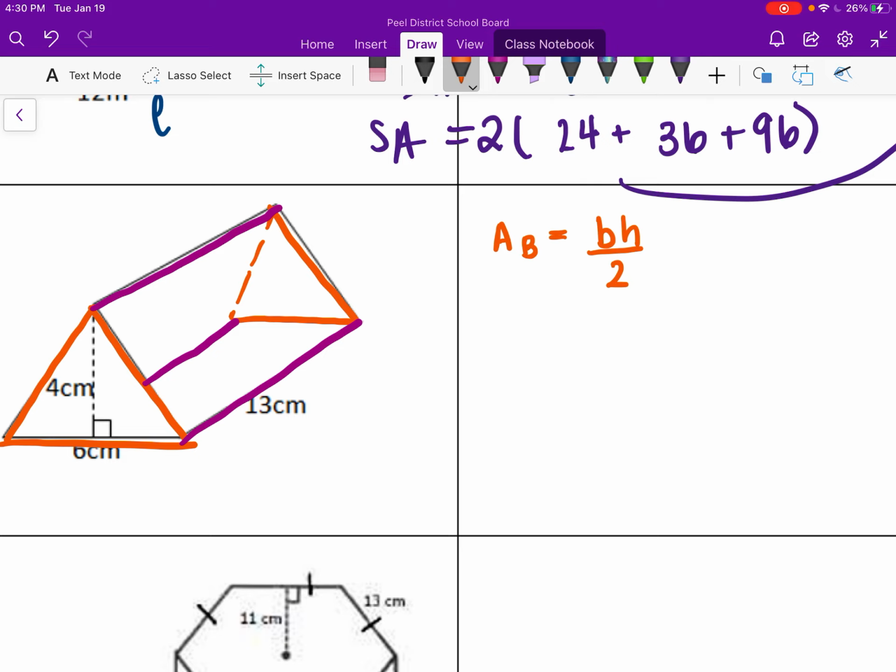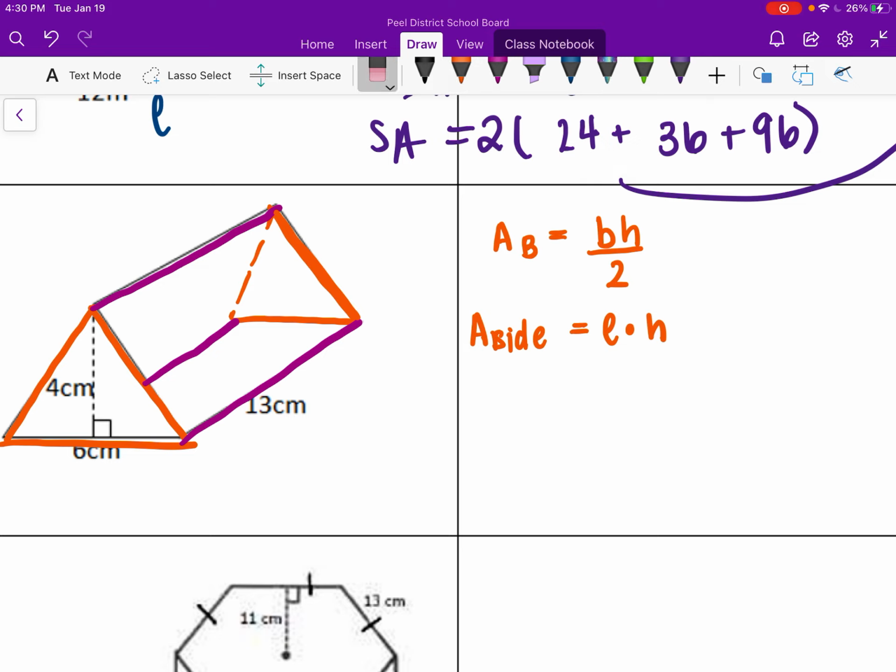Then I have the area of the rectangles, right? So I have side rectangles. We'll say area of the side rectangles, right? Which is going to be this rectangle. If you go down, it's going to be the length of the side multiplied by the height of the triangle, right?